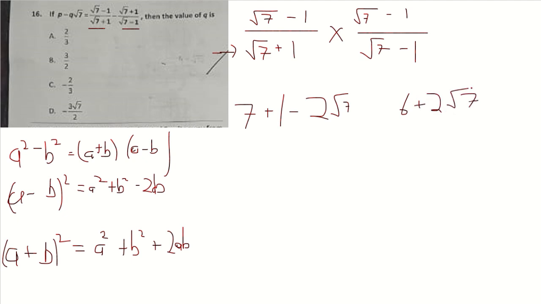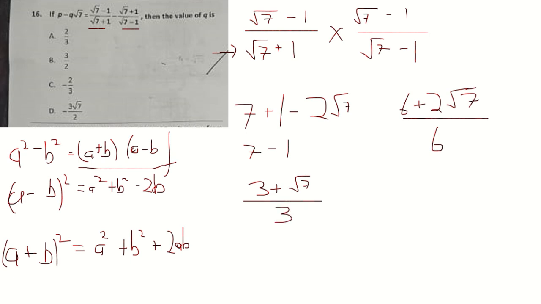Now for the denominator, we have root 7 plus 1 into root 7 minus 1. So you can say this is of the form a plus b into a minus b. And so this will be equal to a square minus b square. Root 7 square is 7 minus 1 square is 1. So 6 will come in the denominator. And simplifying this, dividing the numerator and denominator by 2, we get 3 plus root 7 upon 3.